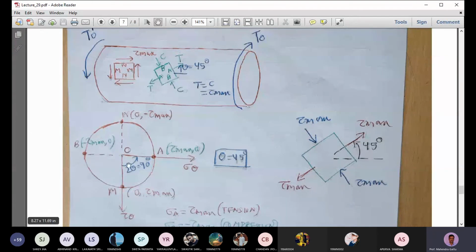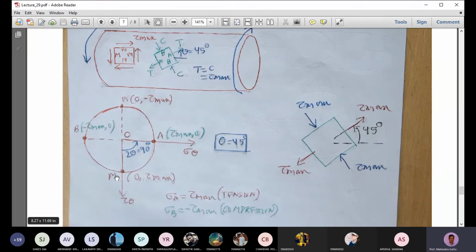First thing we'll do is we'll have that sigma, tau theta axis, and M corresponds to 0 comma tau max. So the x coordinate is 0, so it will lie on the y axis, and tau max is positive, so it will lie on the positive y axis. So this is the M value. Similarly, N is 0 comma minus tau max, so x coordinate is 0, again it will lie on the y axis, and minus tau max means it lies on the negative y axis. So we identify the M and N points.